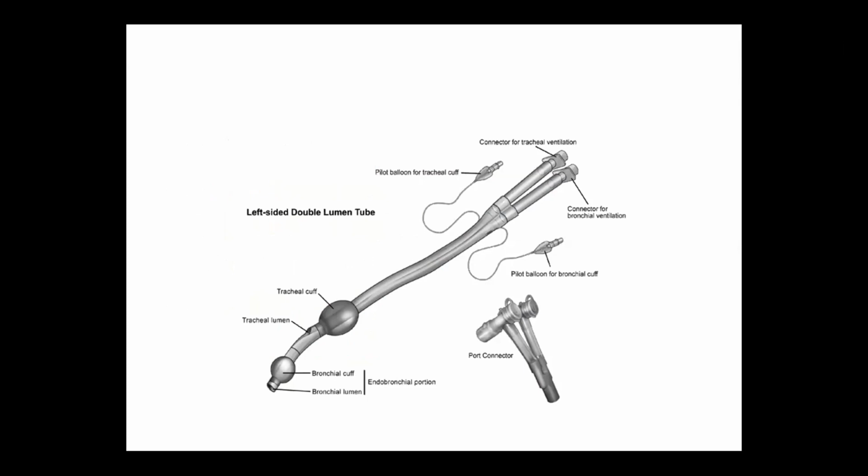The bronchial cuff is above the bronchial lumen. And the blue color is given in the tube to denote the endobronchial component. Blue pilot balloon, blue cuff, the blue tube. That means that is the tube which is going endobronchial.